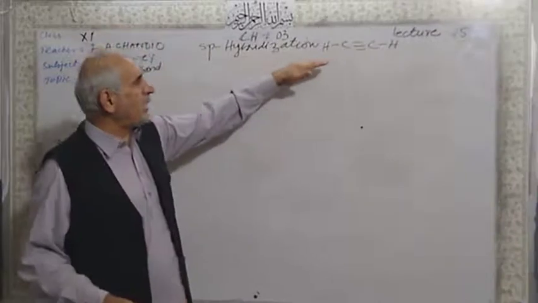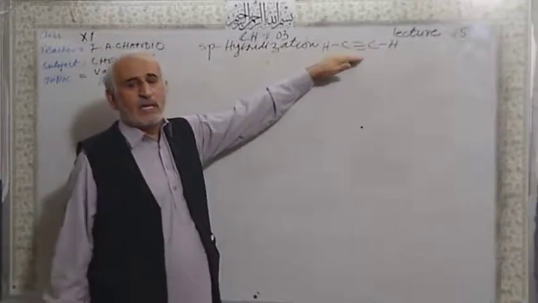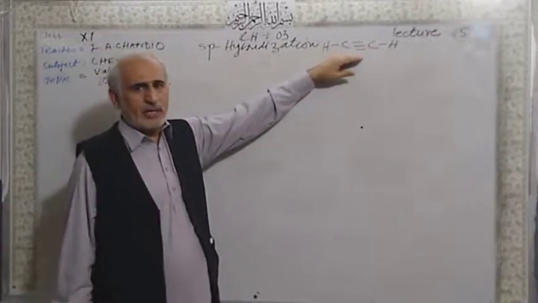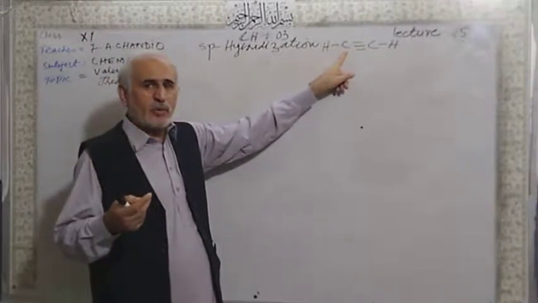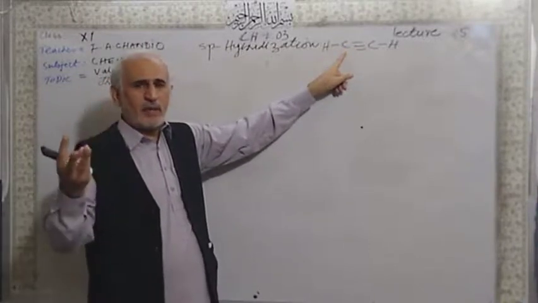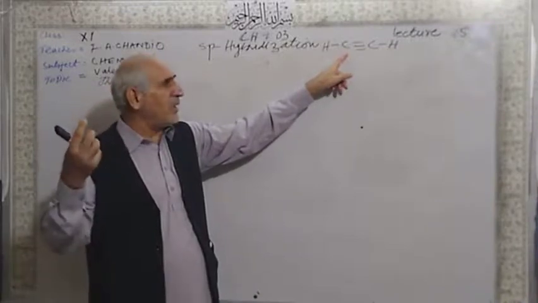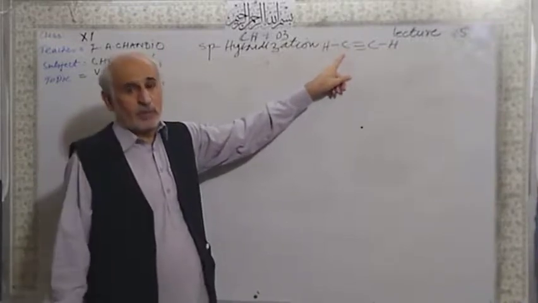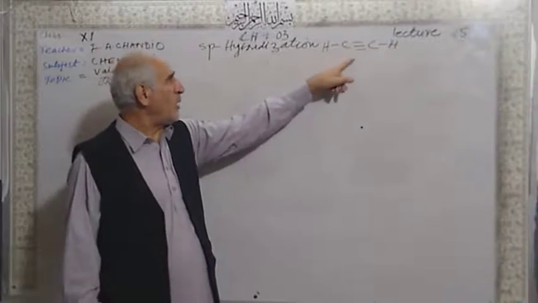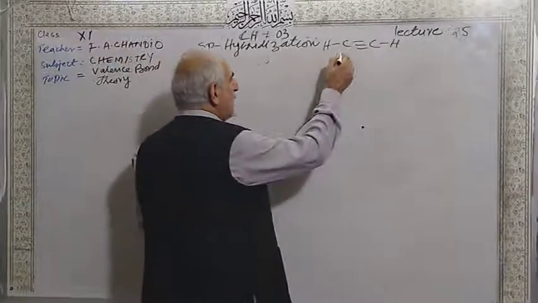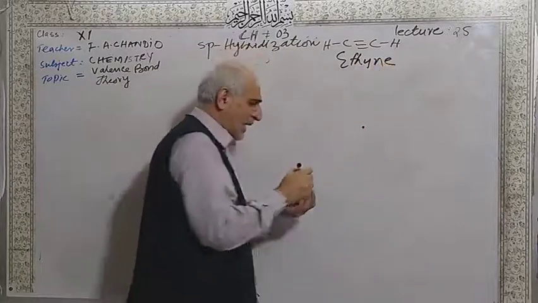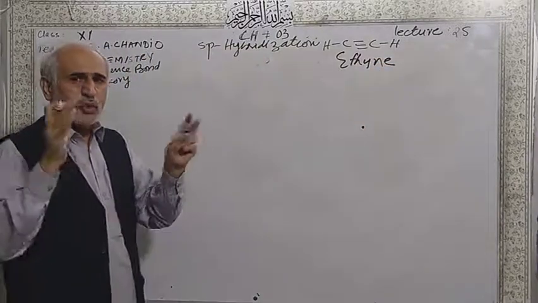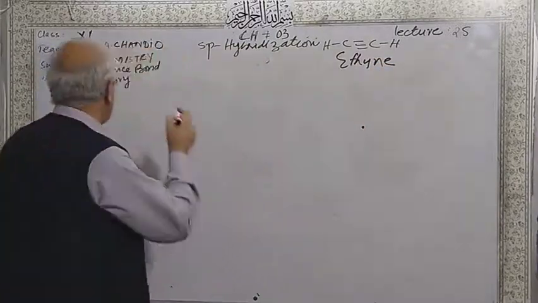Now since you have done the structure of ethene in the sp2 hybridization, the first two steps are the same, because carbon is going to be involved in methane, in ethene, and in ethyne also. Because carbon is involved, that's why it's ethyne or acetylene. So the first two steps are common.